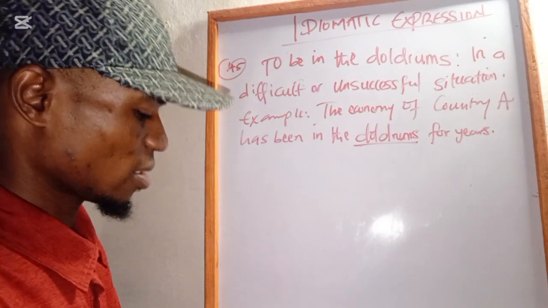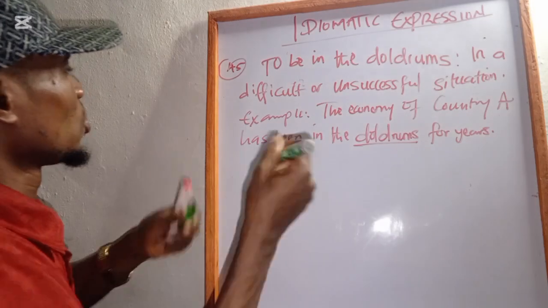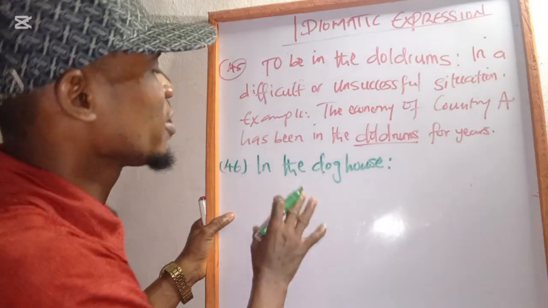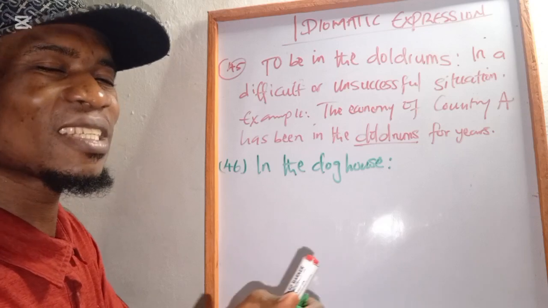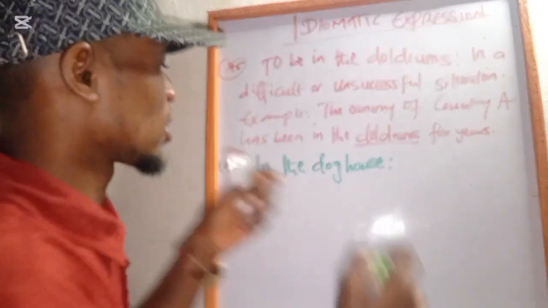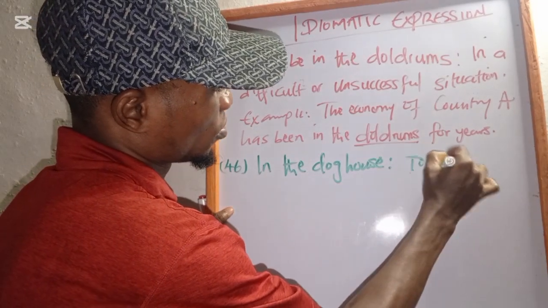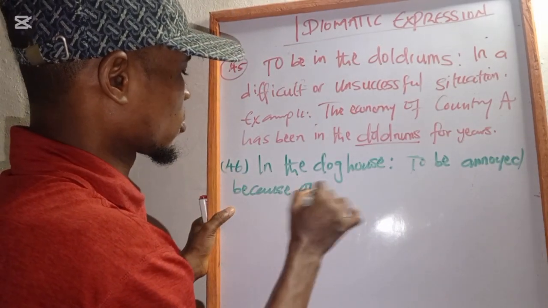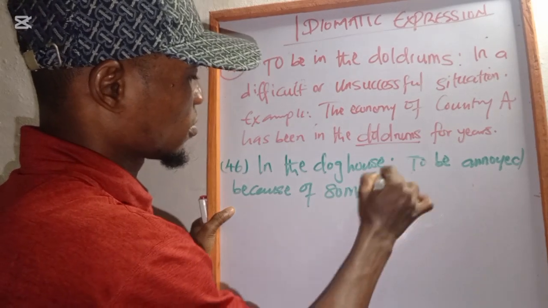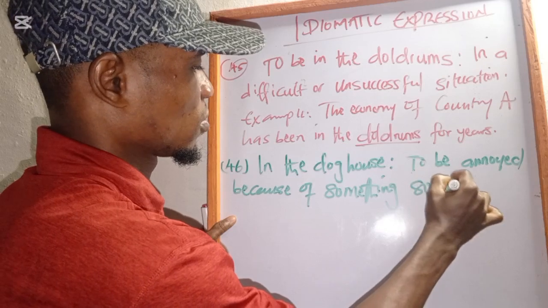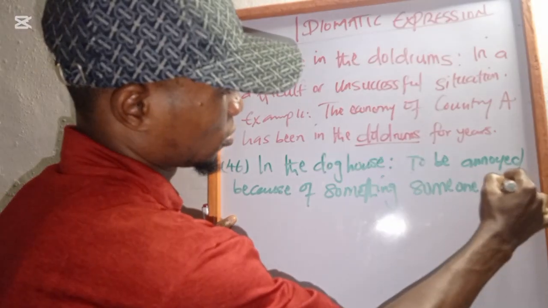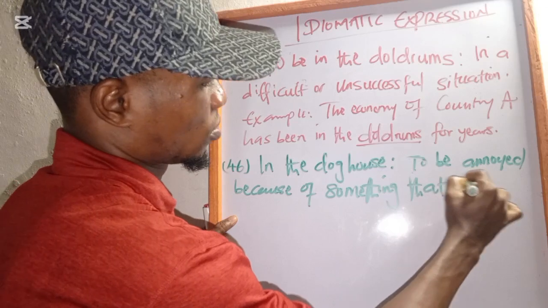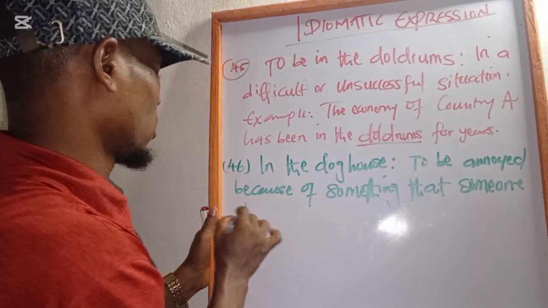So that is what it actually implies. So we move to in the doghouse. If somebody is in the doghouse, the person is really annoyed because of what someone else has done. So in the doghouse simply means to be annoyed because of something that someone did.